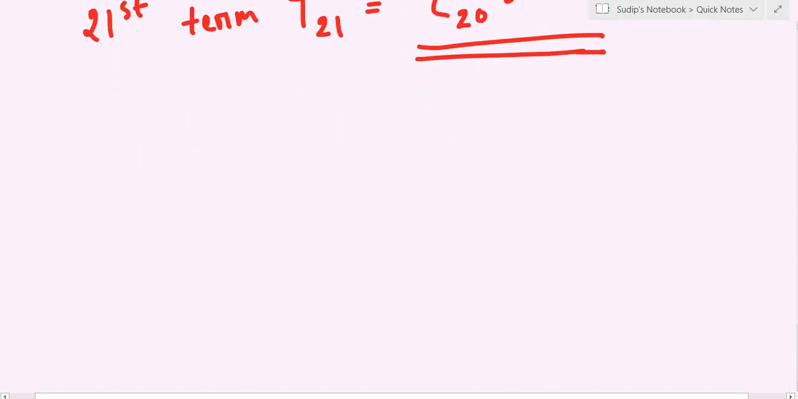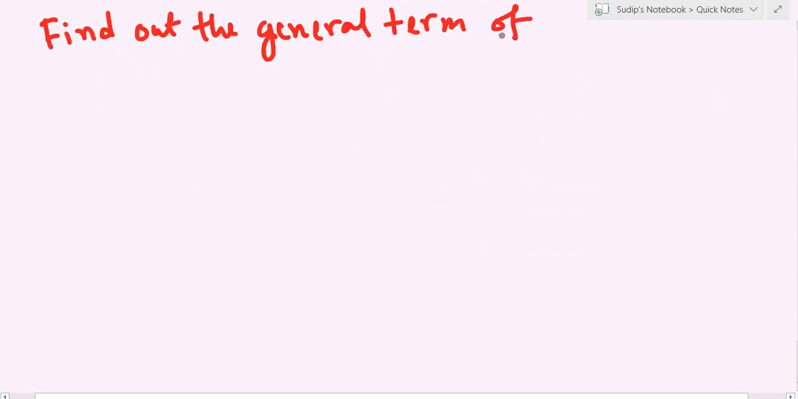Now let us say another example is like this. General term of x plus y whole to the power n. General term means such a term or such a formula by which we can find out any term of the expansion.